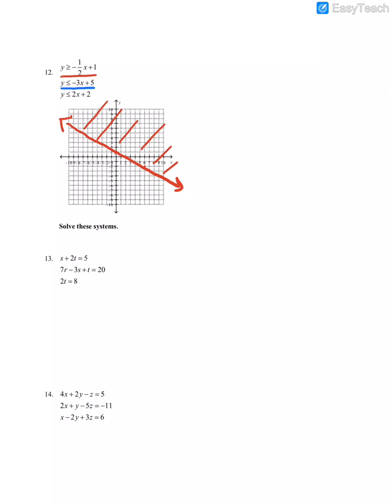Okay, y equals negative 3x plus 5, so I'm going to start at positive 5. Slope is negative 3, so down 3, right 1, down 3, right 1, down 3, right 1. And again, another solid line. This guy's a less than, so I want to shade below that line.